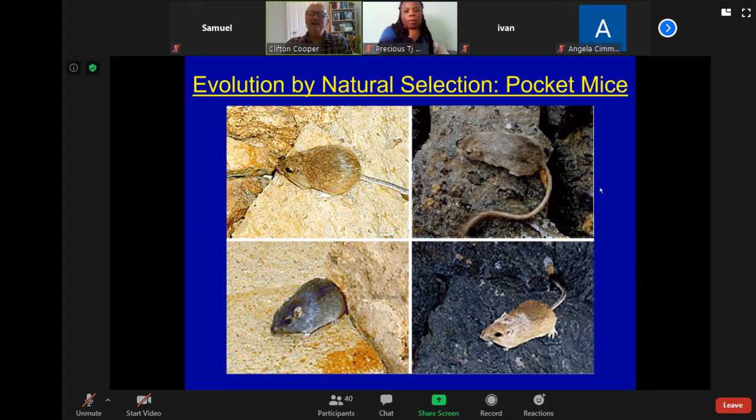You can predict in advance that we're going to see more mice like either the upper left or upper right, and we're not going to see very many mice like the lower left or the lower right. That's a prediction you can make, and you can actually go out and check it. So evolution is testable. That's one example of how it's testable.